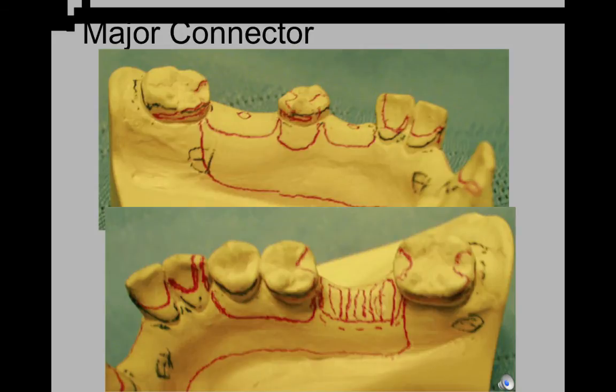When drawing the major connector, the lower border of that major connector should go to about 1 millimeter above the depth of the floor of the mouth, to be less noticeable to the patient's tongue. That border or that depth has to be determined by measuring the patient's mouth, not by looking at an alginate impression, because the impression usually overextends the floor of the mouth.